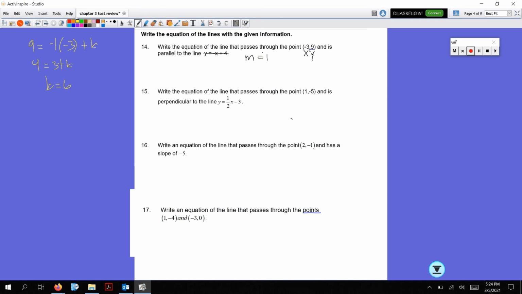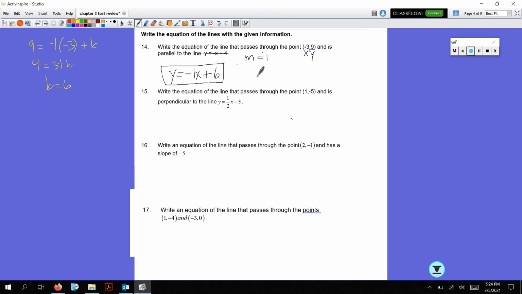Once you have m and b, you just simply put it together. So y equals -1x plus 6, or just -x plus 6. It's okay. Either way is correct.